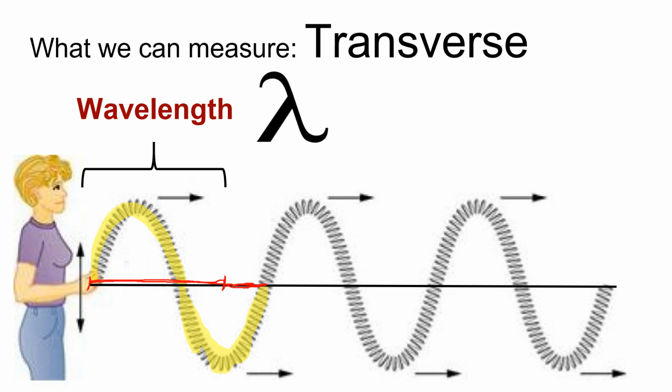That's one full length. Or you could go from peak to peak. That's one full wavelength. And you can go from trough to trough. That's one full wavelength. And you can check that with the ruler. You can go through and measure and make sure, hey, is that the same? And you'll find that that's the same.